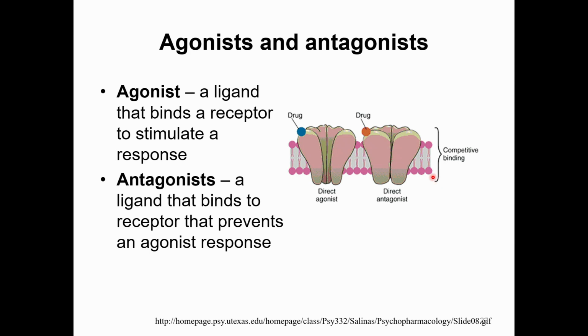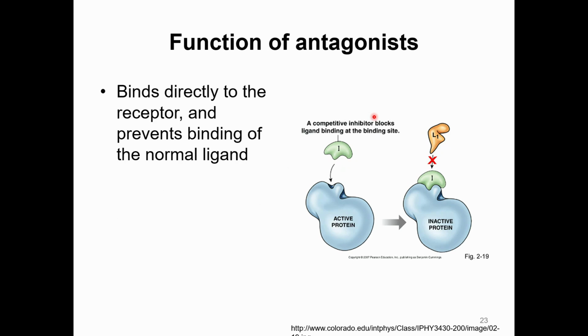So once again, an agonist is a ligand that binds the receptor and stimulates a response. An antagonist is something that binds the receptor and prevents an agonist response. So in this case, there's some sort of competition going on. So you can have very strong antagonists that just act like blockers, okay? So these bind directly to the receptor and typically at the same site where a normal endogenous ligand would bind.